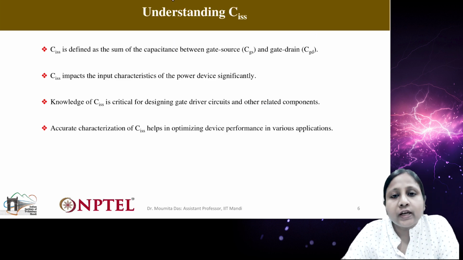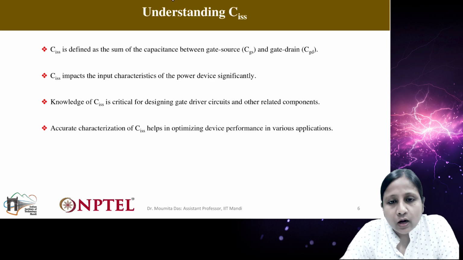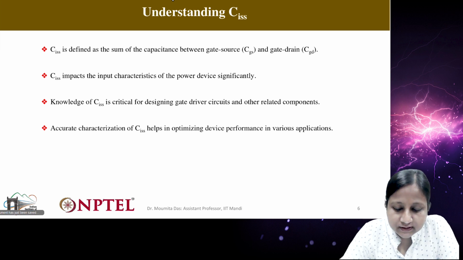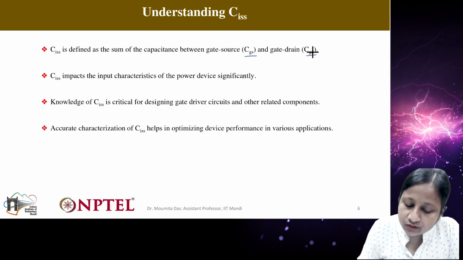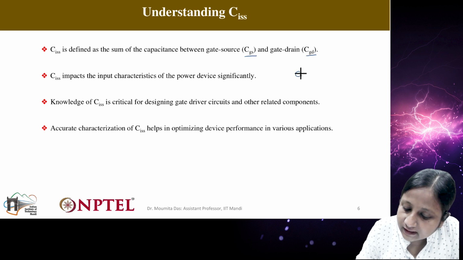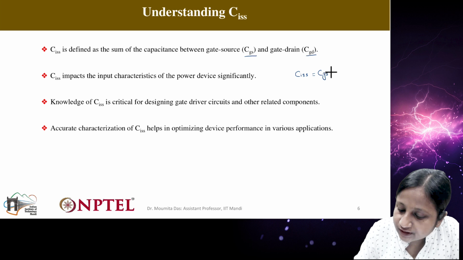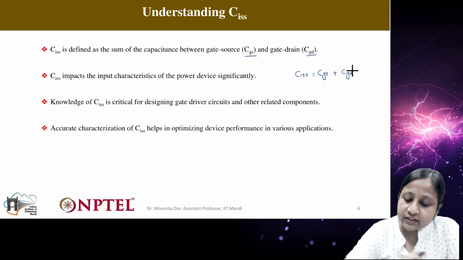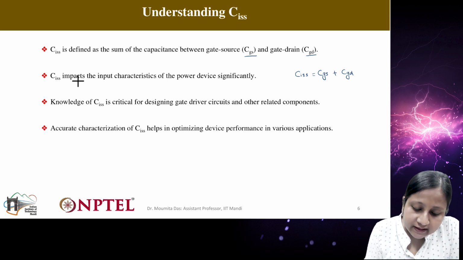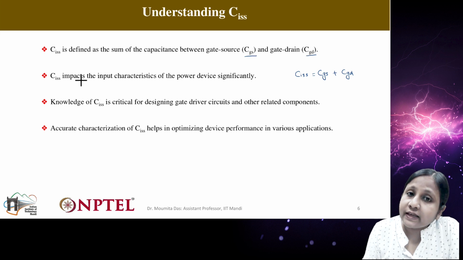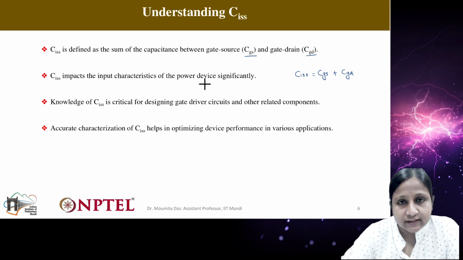Now coming to the input capacitance. Similar to output capacitance, this input capacitance also has two different components, as you can see: gate to source and gate to drain. So basically this CISS is the summation of CGS, the gate to source capacitance, and CGD, the gate to drain capacitance. This CISS basically impacts the input characteristics of the power devices.